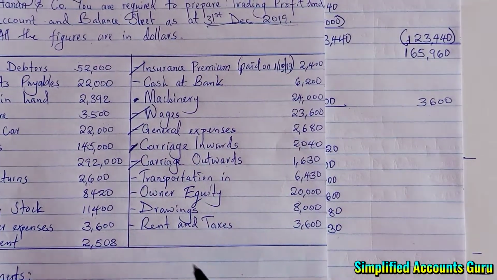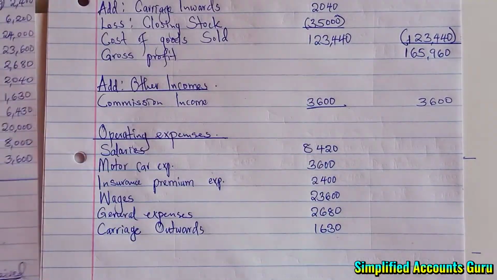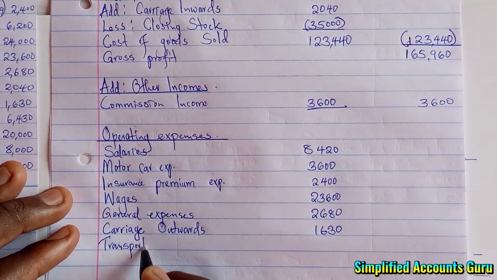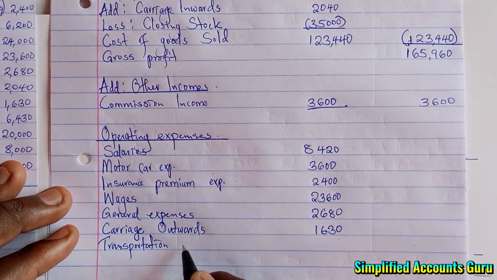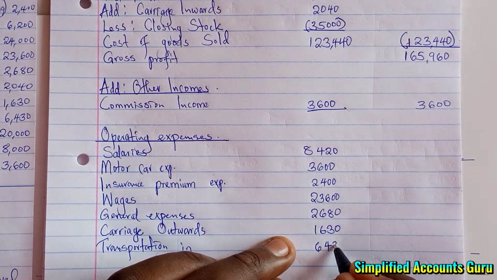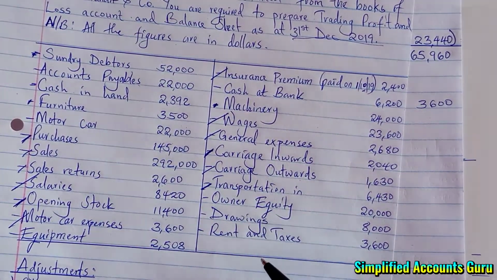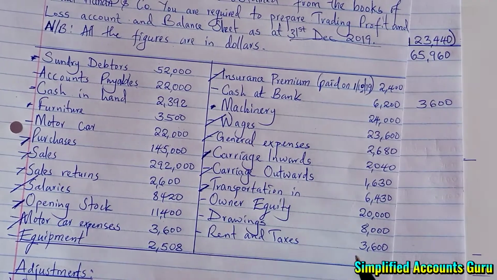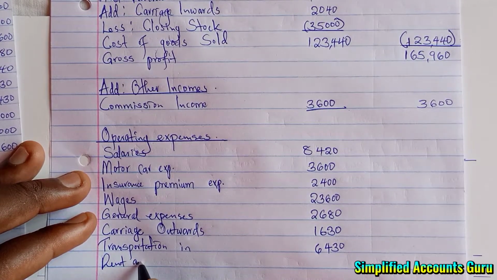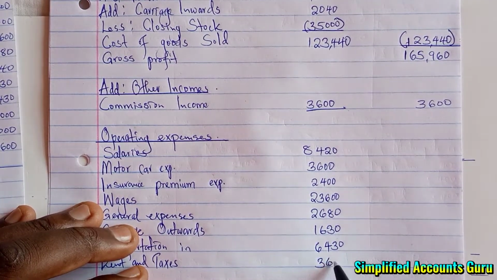Then the next thing here, we have transportation in, 6,430. That's also another expense. Owner equity, that goes to balance sheet. Drawings, balance sheet. Rent and taxes, this is another one. Rent and taxes, which is 3,600.